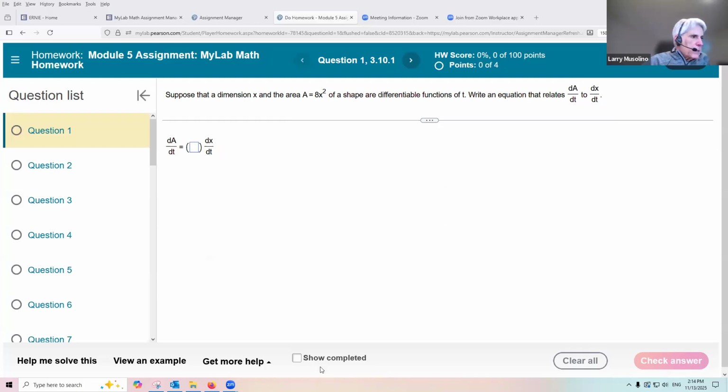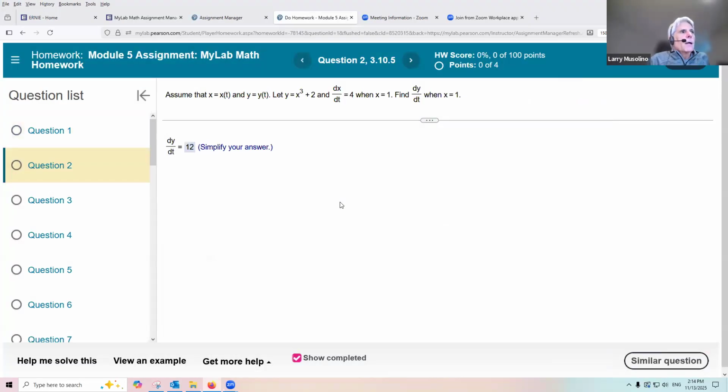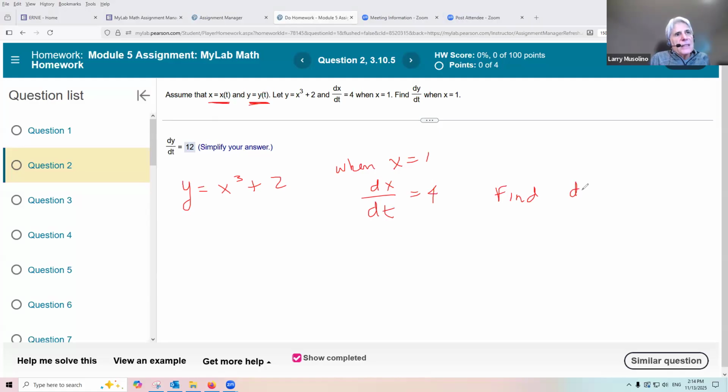Okay? All right, let's do another quick example here. I guess we could go to number 2. All right, so this one says x and y are both functions of t, and it says y equals x to the third plus 2. And it also says when x equals 1, dx/dt is equal to 4. And the question here is find dy/dt.